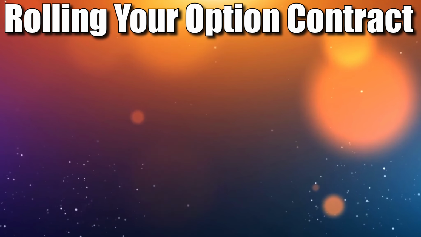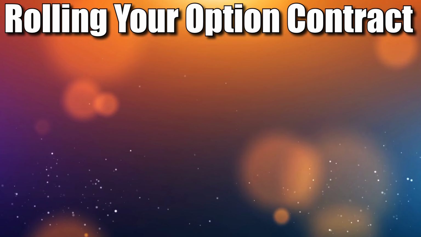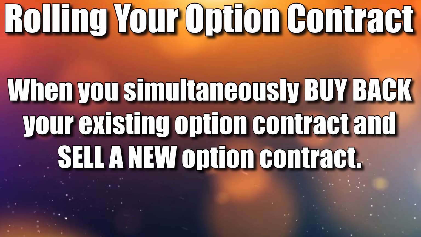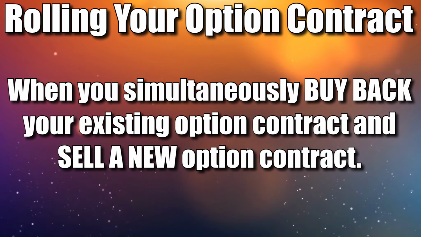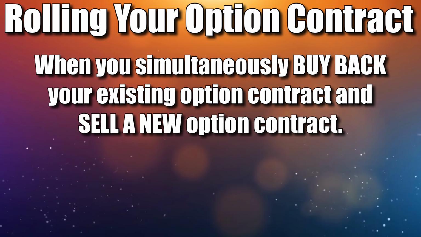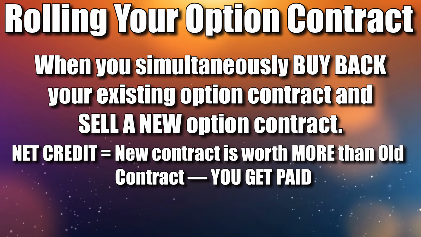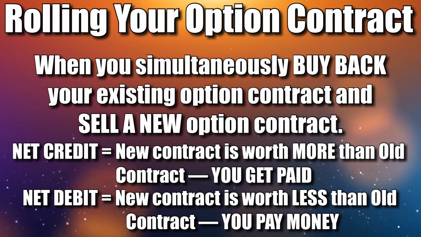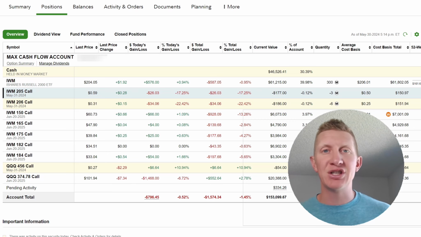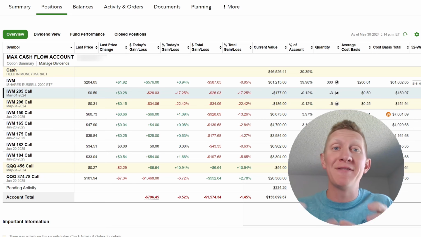Within the context of selling options, rolling is the simultaneous buying back of your existing options contract that you originally sold and opening up a new sold options contract. And when you do that, you are going to either be doing it for a net credit, meaning you get paid, or you'll be doing it for a net debit where you have to pay money to roll your contract. Now that we have that definition in hand, let's take a look at some real life examples.